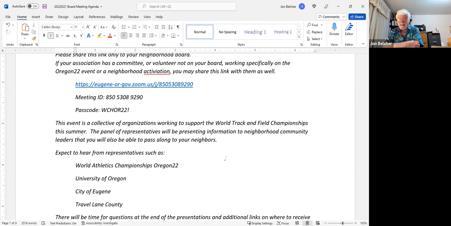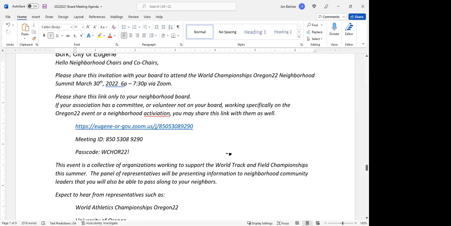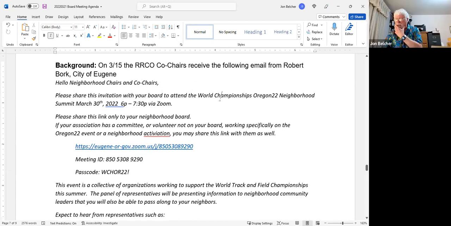It's going to bring 10,000 people to Eugene who will need a place to stay, some of whom may be staying in bed and breakfasts or whatever in our neighborhood, but it's going to happen at Hayward Field, which is pretty far away. So this is a meeting that they're asking neighborhoods to attend to find out what they're proposing and to see if we want to be involved. Just a little more information: the meeting's on the 30th and it's being done by Zoom, from 6 to 7:30 p.m.